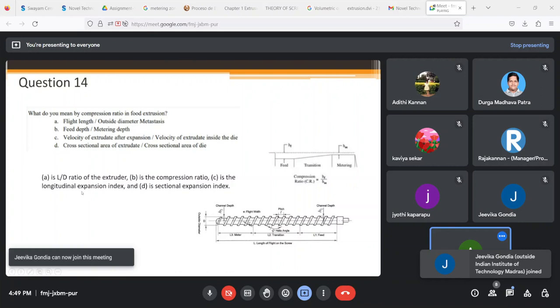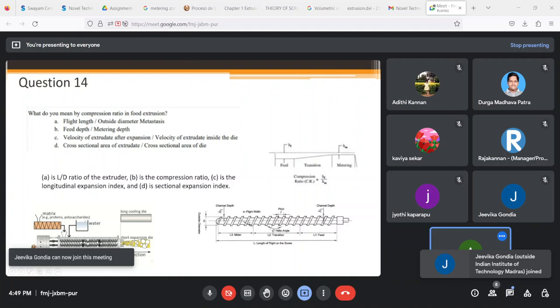So C is the longitudinal expansion index. What you mean by extrudate is the food product that is coming out of your die, so the velocity of the extrudate after expansion. You pass in all your food materials inside the extrusion process. It goes through the different zones and it comes out through the equipment component known as the die.